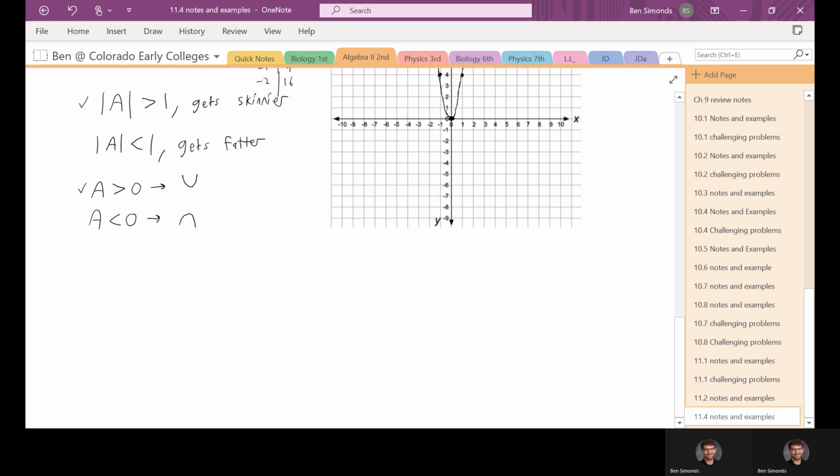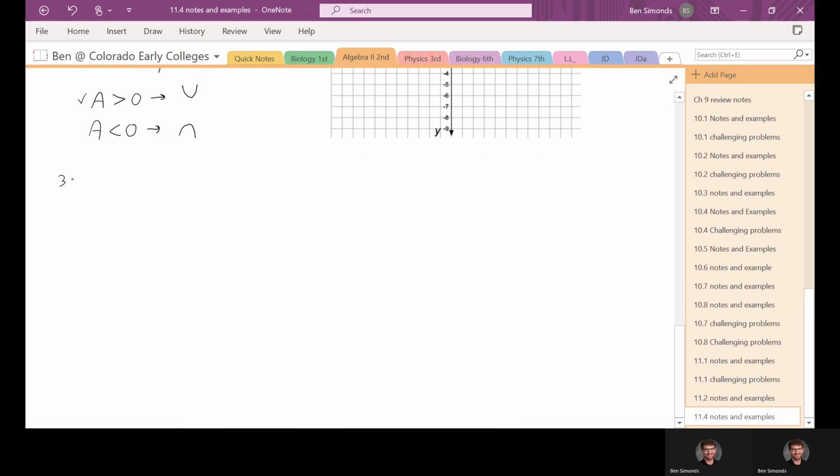So let's check out the exact opposite of this situation. Number 35 says that v of x is equal to -1/5.